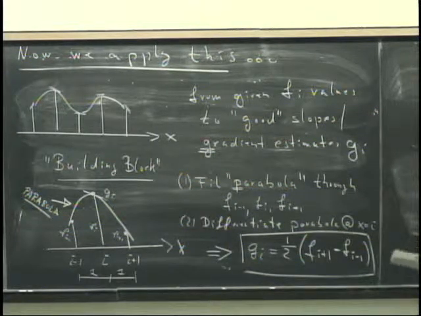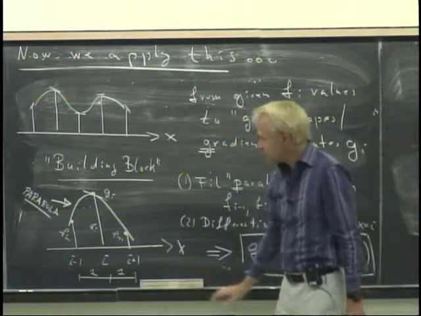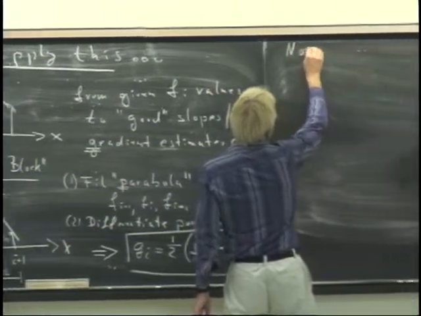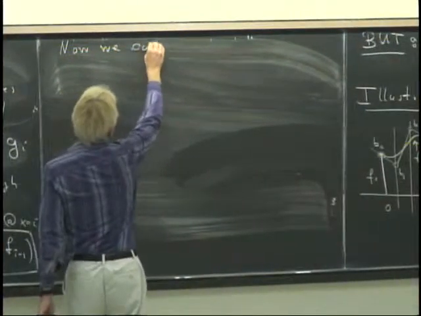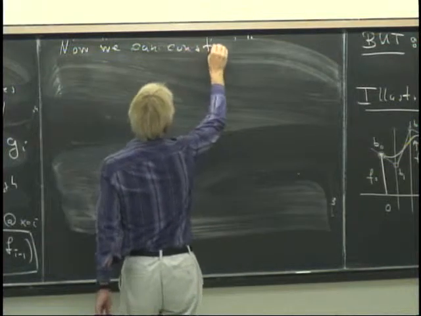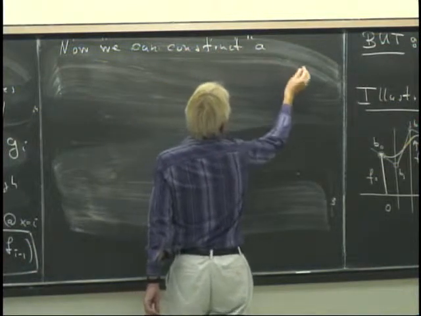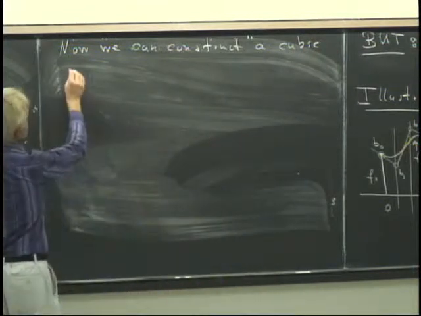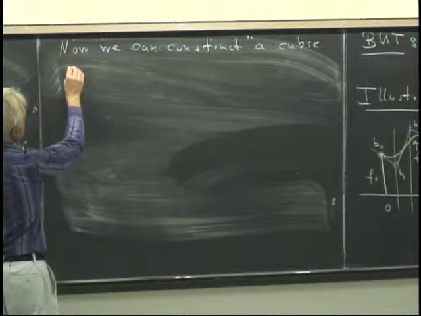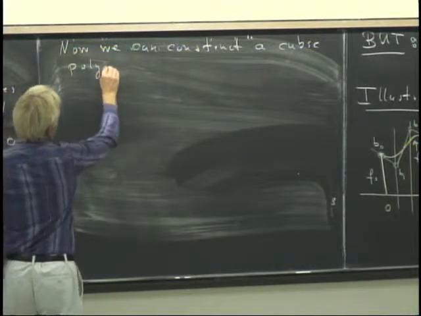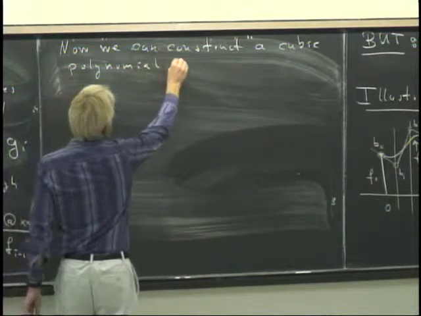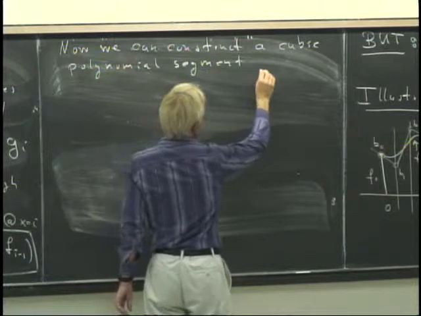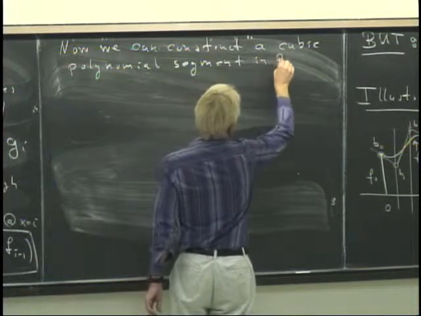Now we need to know how we get our cubic Bernstein function for that. Now we can construct a cubic polynomial segment in Bernstein-Bezier form.